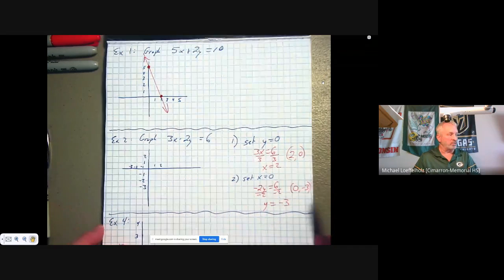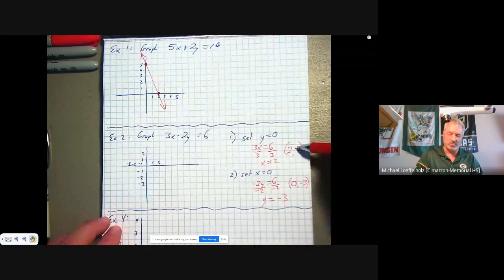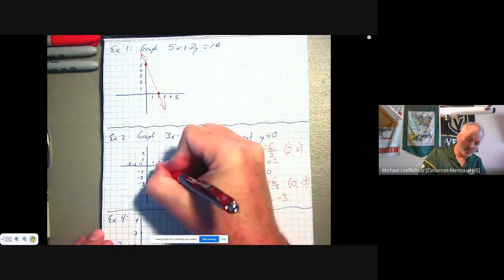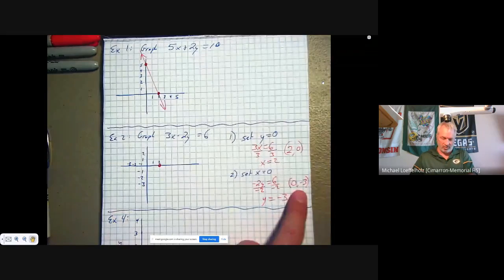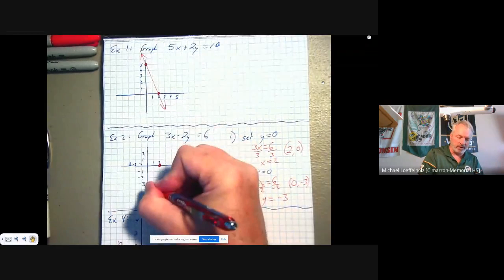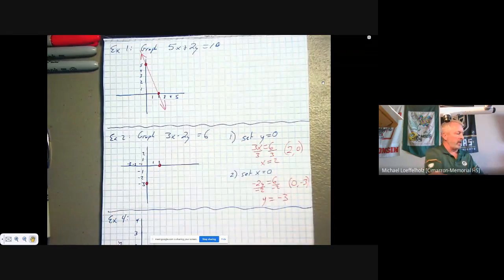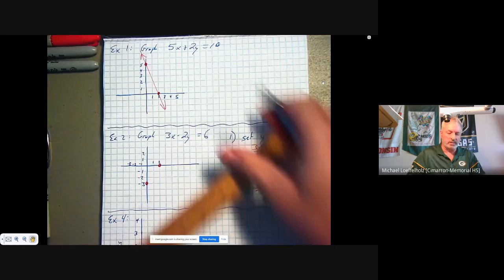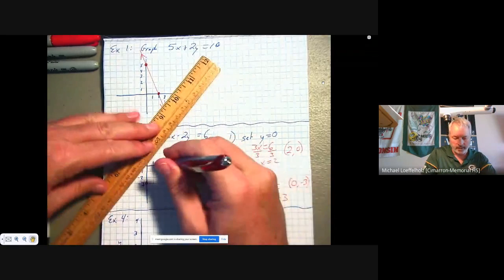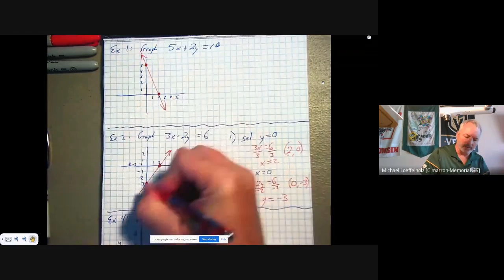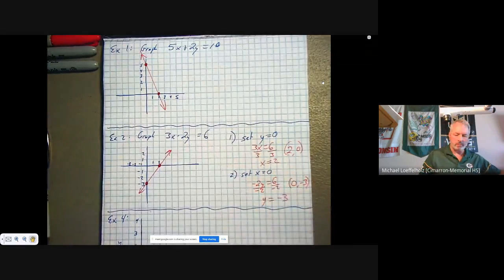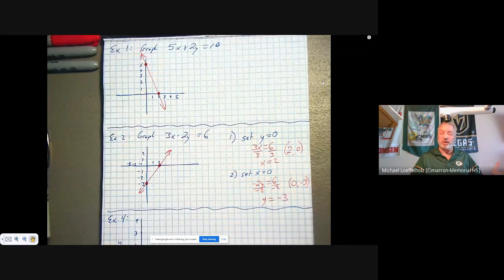So I put those 2 points on my graph. I have (2, 0), the same point as up here in the other one. But now I have (0, -3). Again, all I got to do is connect the dots. And there's my graph. Pretty quick and easy, right?